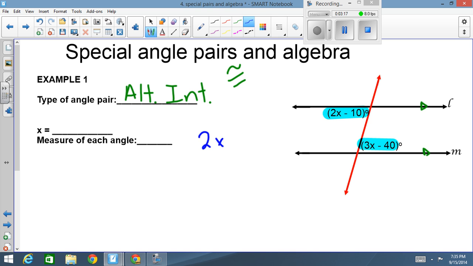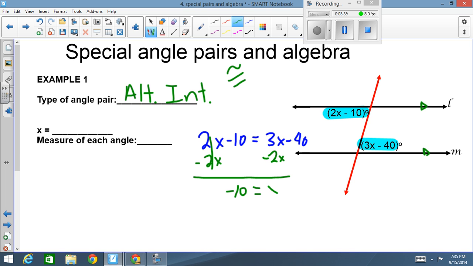I can take 2x minus 10 and set that equal to 3x minus 40. Now, don't think that you can always set them equal, because we can't always set them equal. We can only set them equal when they are congruent. So a quick couple of steps here. I'm going to subtract 2x. Those cancel. I'm going to bring down the negative 10. Over here, 3x minus 2x is 1x. And I'll do a quick little adding of 40 to both sides to get that x by itself. And I get an x value of 30. So x is equal to 30.